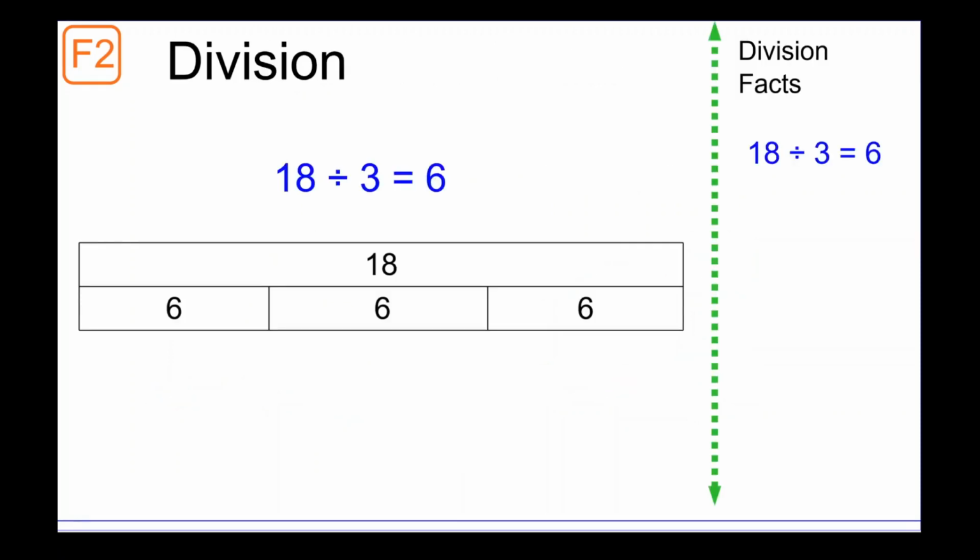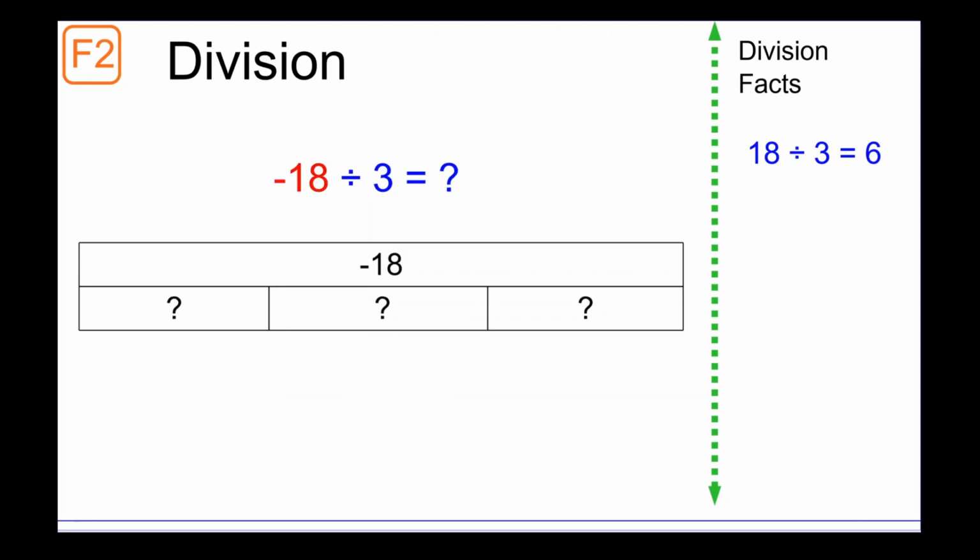Here's the same example, and we've added a bar model showing that 18 divided into 3 equal parts equals 6. This is where we get the link to multiplication. If we multiply the divisor by the quotient, 3 lots of 6 are 18. We'll record this fact over here. 18 divided by 3 equals 6.